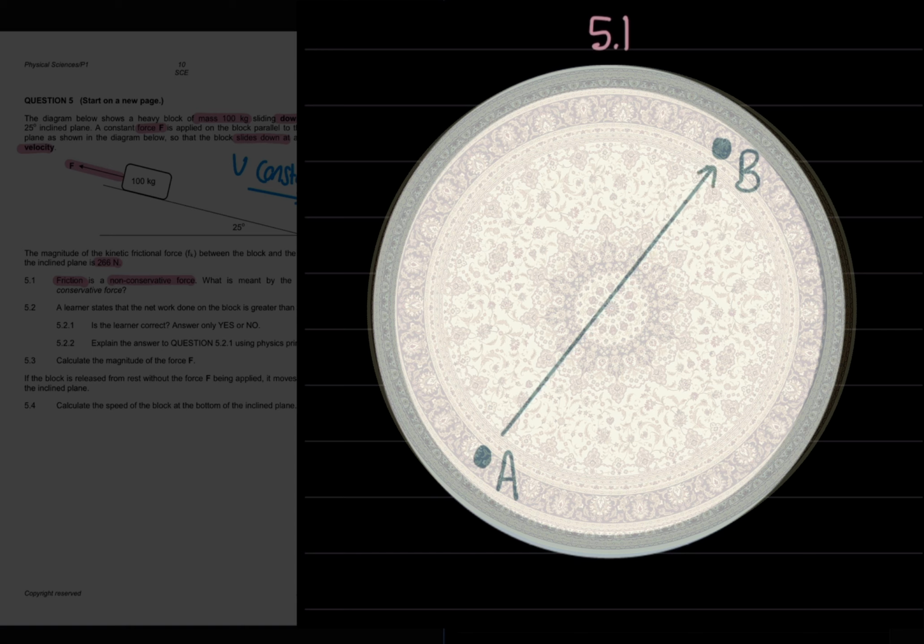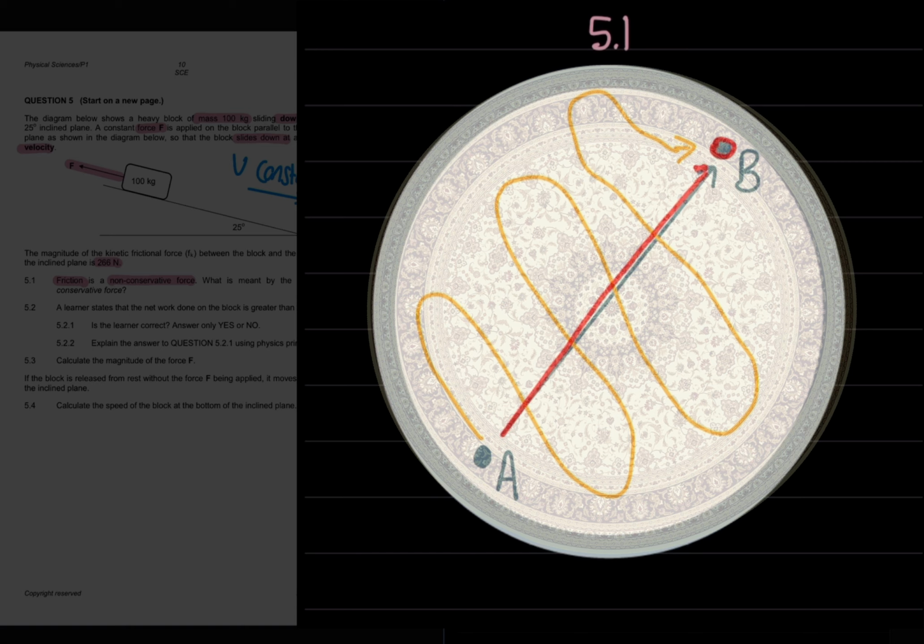But we are also allowed to be very creative and follow a very silly squiggly path like the orange path. The reason why we would rather move from point A to B in this vertical line is because this would require a lot less work than the orange path. And when a force is path dependent, it means that it is a non-conservative force.